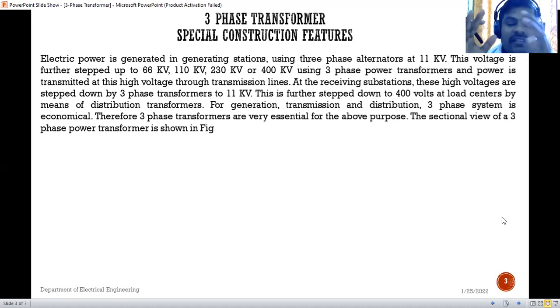So we require such types of transformer, that is a three-phase transformer. A three-phase transformer is required at a power station to step up the voltage.